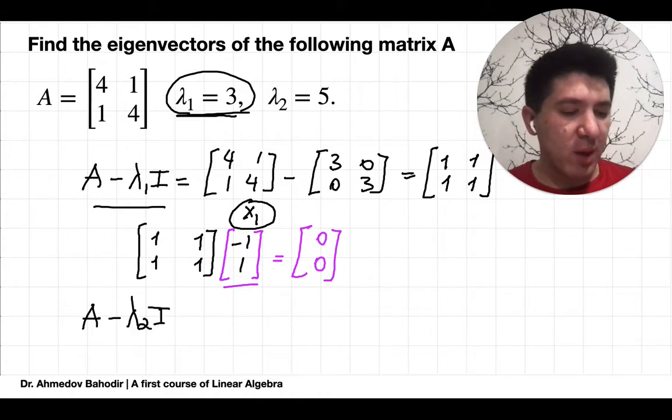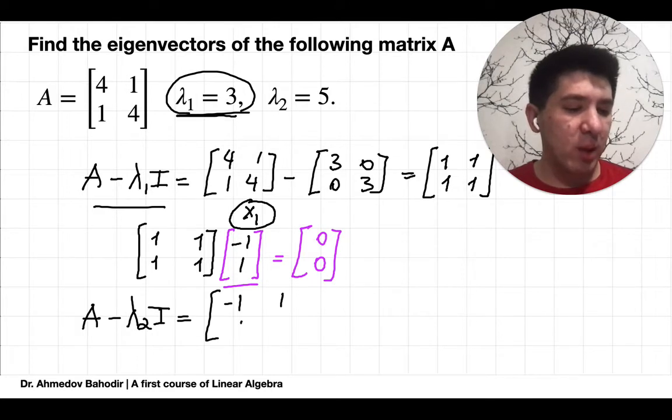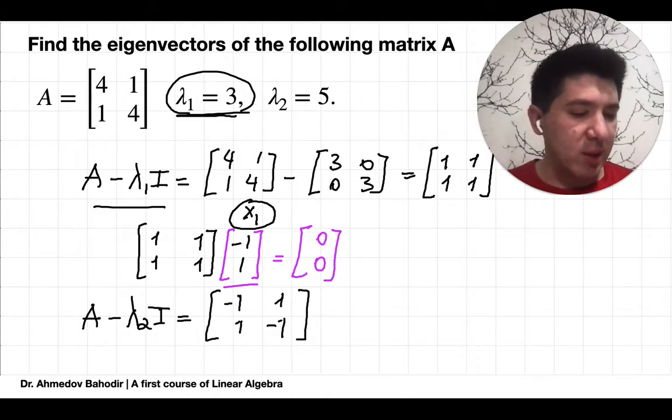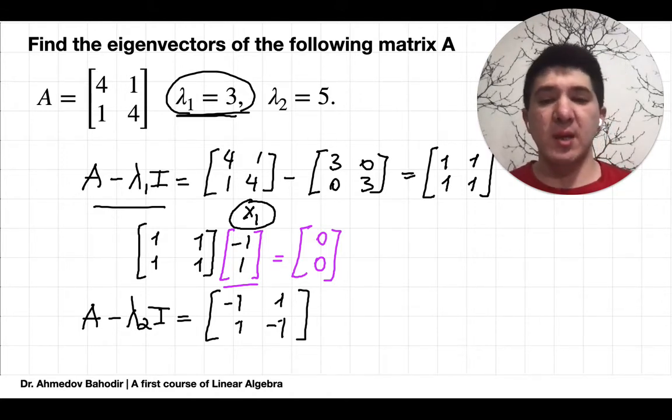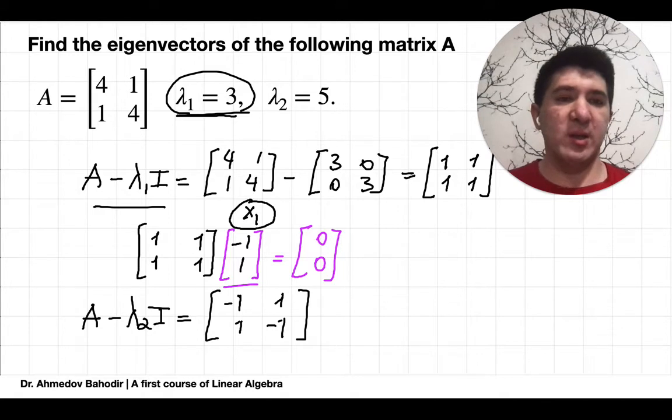If we subtract the 5 from the diagonal entries of this matrix A, what we get is minus 1, 1, minus 1, and minus 1. If you look a little more carefully at the columns of this matrix, we can see that they are two vectors in opposite directions. The second column is obtained by just multiplying the first column by -1.